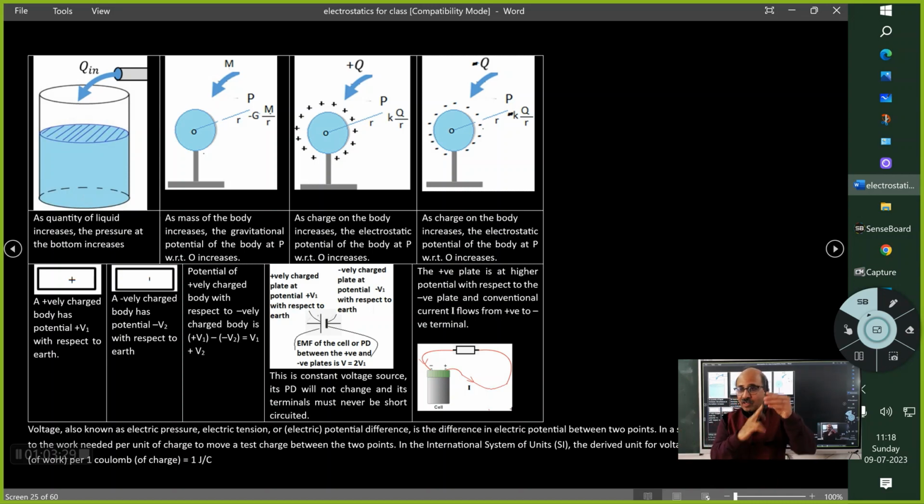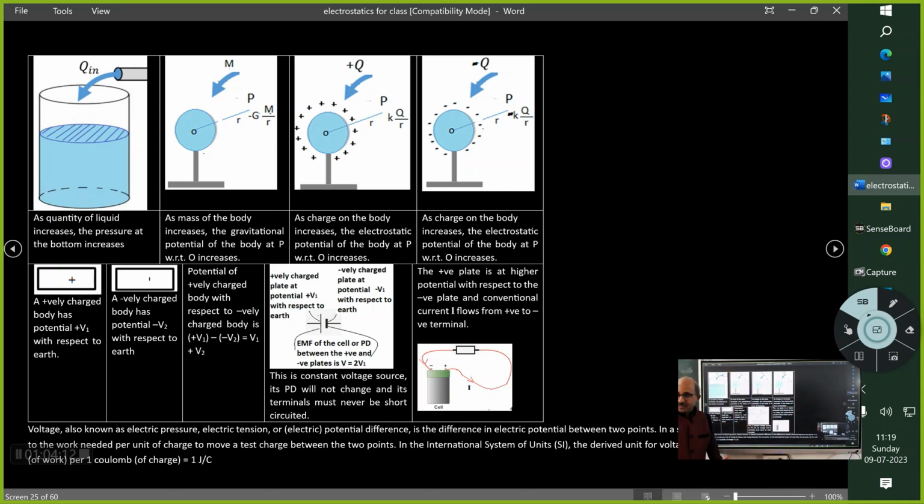What is the potential of this with respect to Earth? V1. What is the potential of this with respect to Earth? Minus V2. What is the potential of this with respect to this? V1 minus of minus V2, so it will become V1 plus V2. The potential difference of this with respect to this is plus V1 plus V2. What is the potential of this with respect to this? Minus of V1 plus V2. So what is the potential difference between these two plates? That's what I have written.